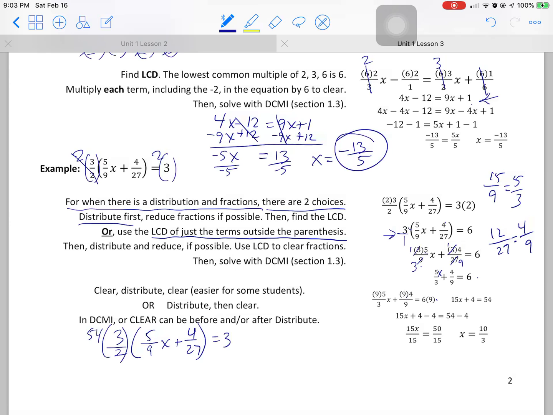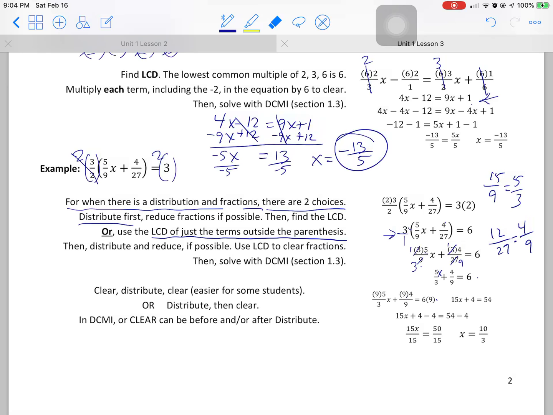And this one by 54. Can you do them all at the same time? Let's see. Distribute, then clear. No, you'd have to clear. Okay, that's not going to work. Sorry. I know you needed a third way, but that was going to be a third way, and it's just not possible. So go back up here.